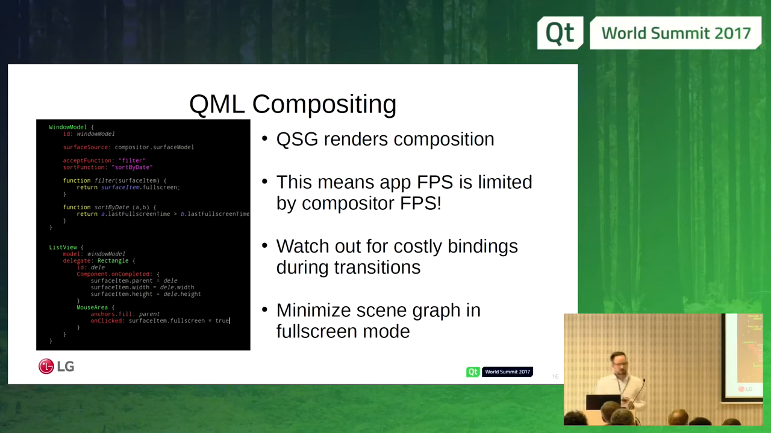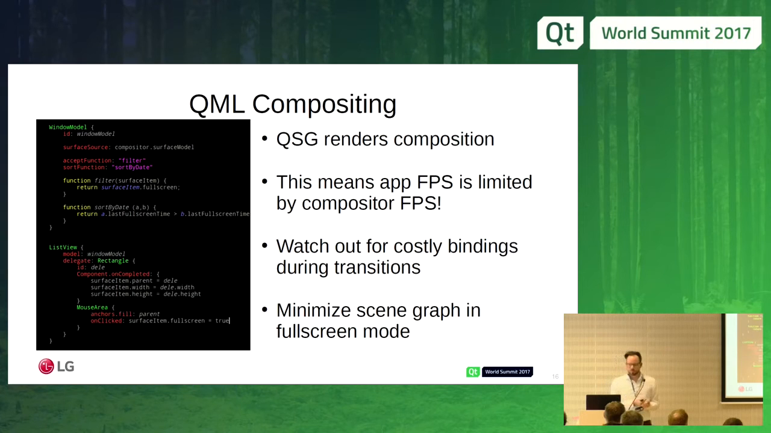Now, there's a couple of caveats you must be careful about if you implement a QML compositor. The scene graph renders your composition. What that means is that if you have a complex scene graph, the application's FPS, or the rate that it can render at, should match your display FPS of 60 Hertz most of the time. So if you have a complex scene graph, the compositor will bottleneck that, and you will end up having less FPS, and that's not nice to have. Your users will want to have fluid 60 FPS scrolling.